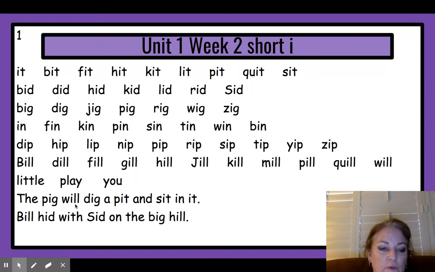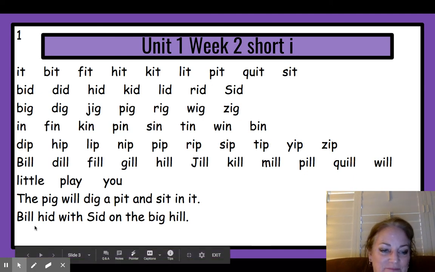The pig, will dig, a pit, or you could say a pit, and sit in it, in it. The pig will dig a pit and sit in it. A little faster. The pig will dig a pit and sit in it. A little bit faster. The pig will dig a pit and sit in it. Last time, faster. The pig will dig a pit and sit in it. Good, good job.